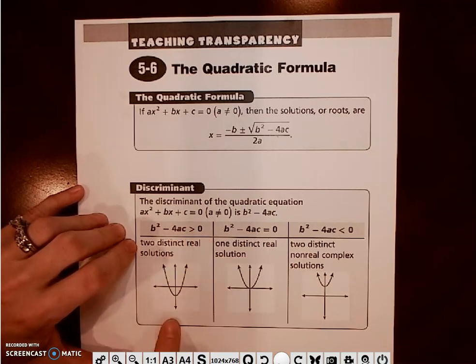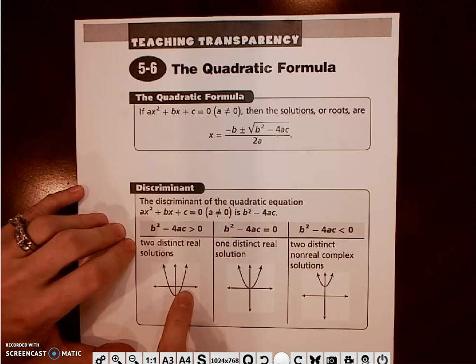you have two distinct real solutions. Two distinct real solutions are two places that this parabola crosses the x-axis. See it? So when it crosses the x-axis, it's called distinct real solutions. And here I have two distinct real solutions.